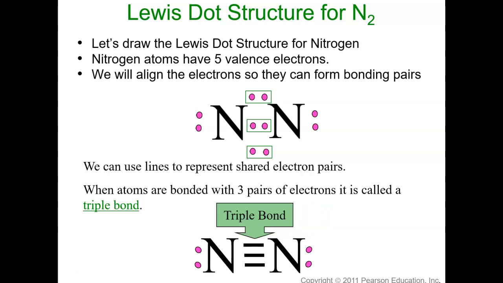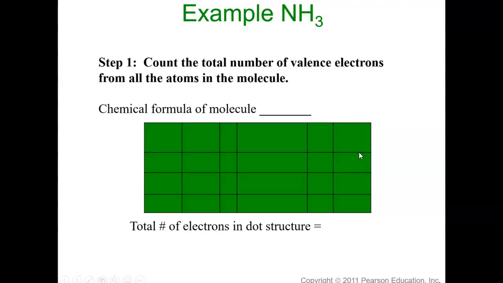Okay, so now we're going to go over how to draw these Lewis structures. So I wrote a few steps on the last video that was going in and out. So we're going to go through those again. So step 1, count the total number of valence electrons. So we're going to do NH3.